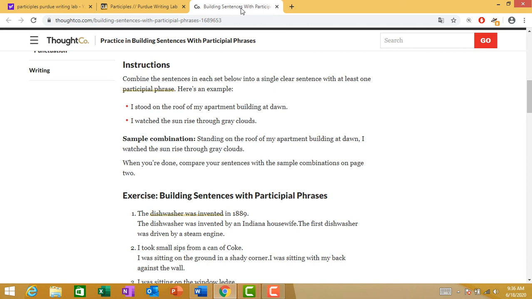Here's an example. I stood. Now I have two sentences that I'm going to combine into one sentence, and I'm going to use at least one participial phrase. I stood on the roof of my apartment building at dawn. I watched the sun rise through gray clouds. Now, when I combine these two sentences, what I have is: standing on the roof of my apartment building at dawn, I watched the sun rise through gray clouds. So now let's look at the exercise.